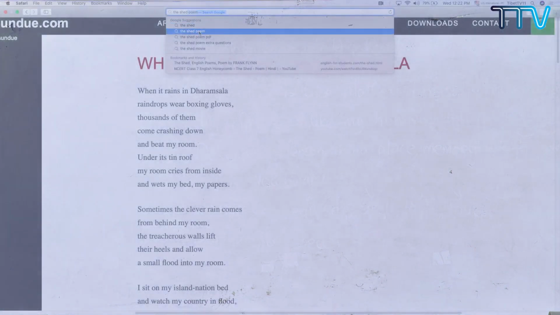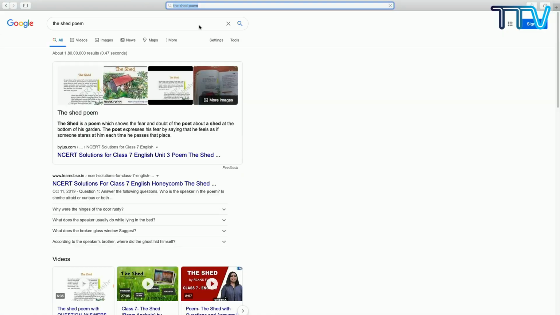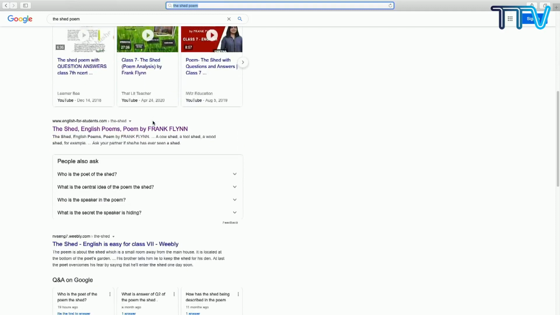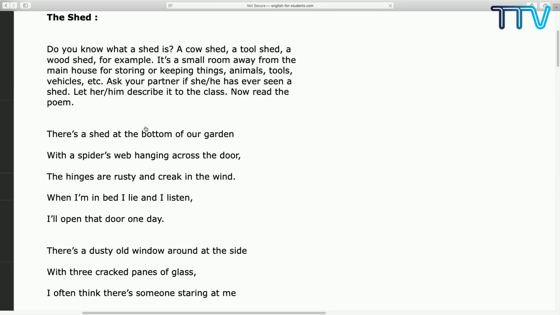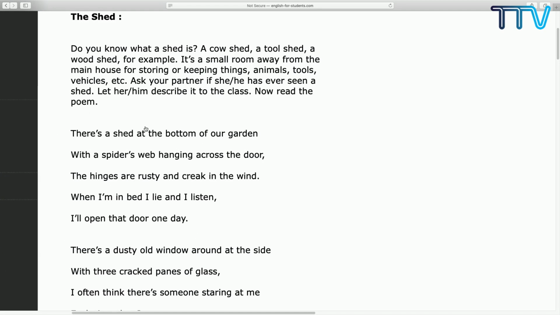Those who are in class 7, do you remember one poem from your textbook, The Shed? If you look at this poem, you will know that the poet has described how his shed looked like. I'm sure you all have done this, but for the sake of example, I'm going to go through the shed poem. Let us see where the shed is. Now here it is. If you get time, you can also go through this poem.